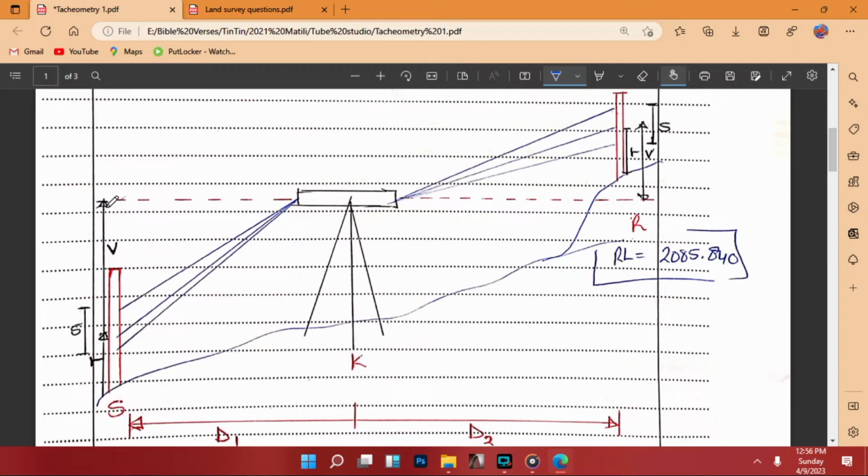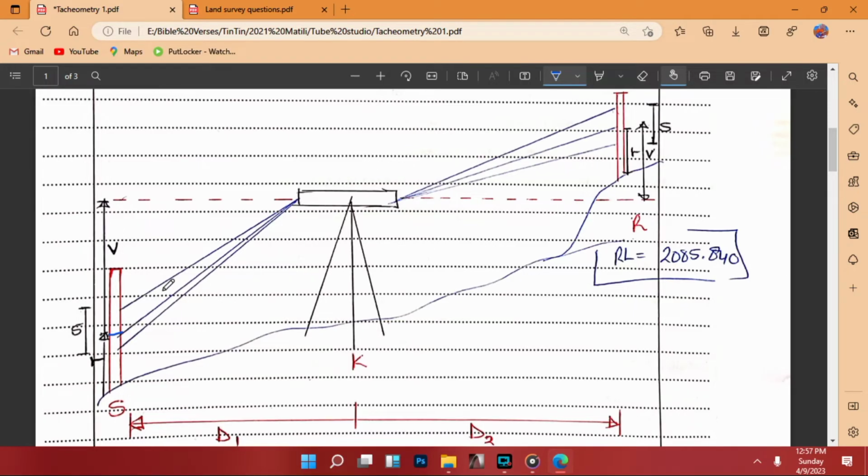So V is the distance between the vertical axis of the instrument to the mid point, so the middle reading, so the midpoint of the staff. Then from the mid staff to the bottom of the staff we have R or H in other books. Then the staff intercept will be the difference between the top and the bottom readings, and then we'll do the same to here.